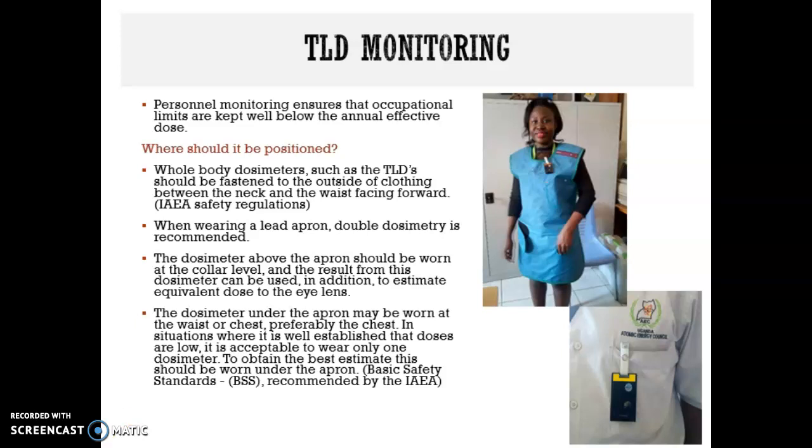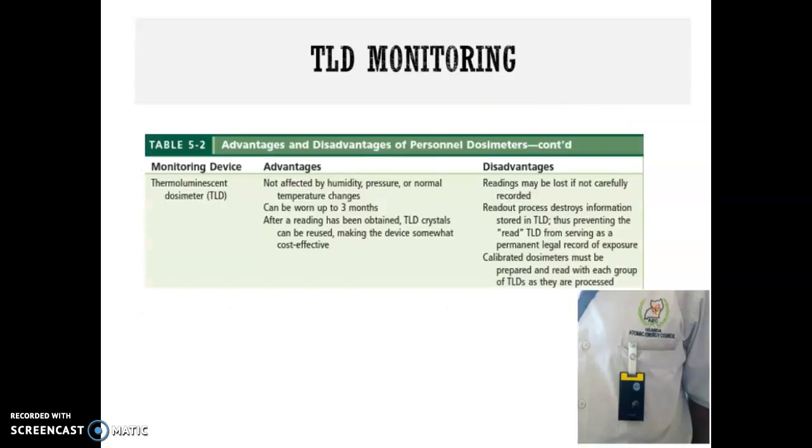It is also important that workers return their TLDs on time for processing. Delays in the evaluation of the dosimeter can sometimes result in the loss of stored information. There are several devices that can be used to monitor the radiation exposure to an individual. There are optically stimulated luminescence dosimeters, there are film badges, there are pocket ionization chambers, there are extremity or ring finger dosimeters, and there are thermoluminescent dosimeters.